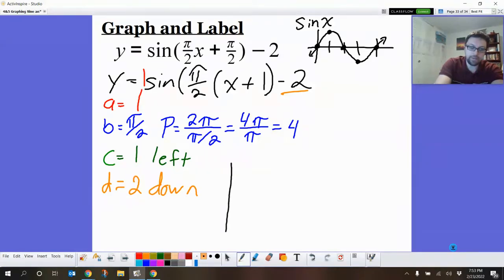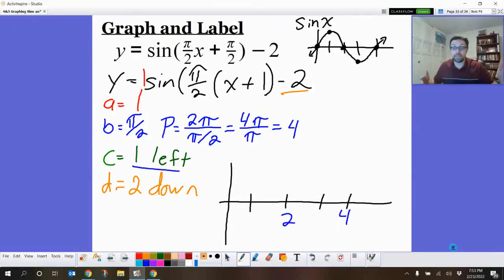Now we don't even have goofy pi's going on. I know exactly where 4 is. You go 1, 2, 3, 4, and then you write a 4. Don't freak out because our C shift is a nice whole number too.